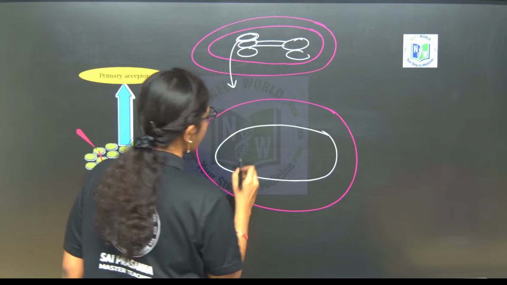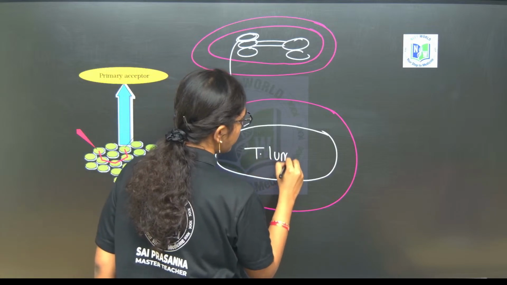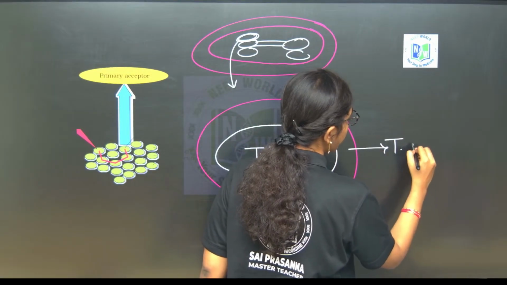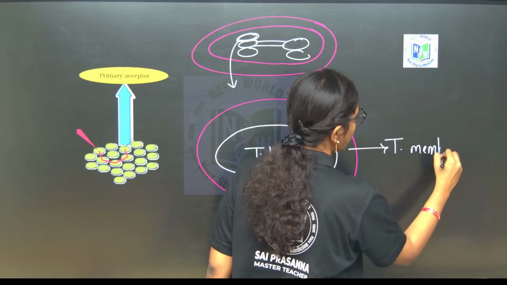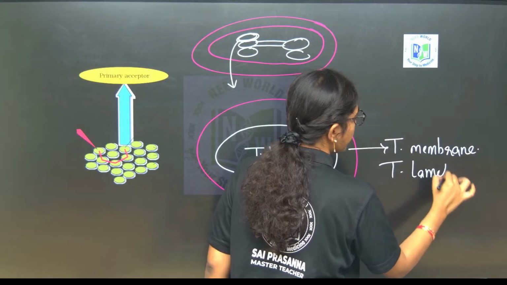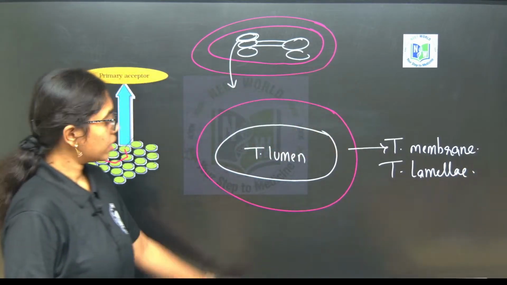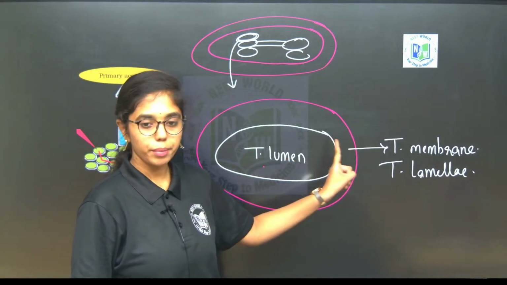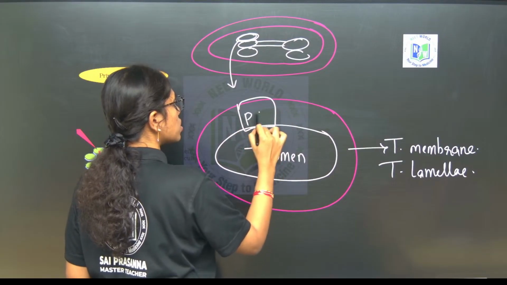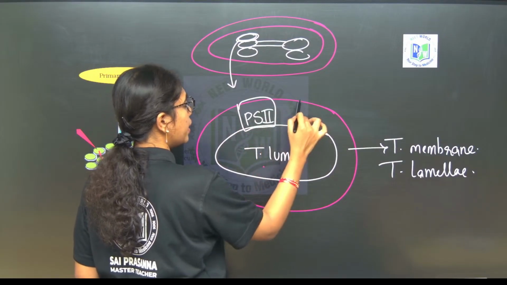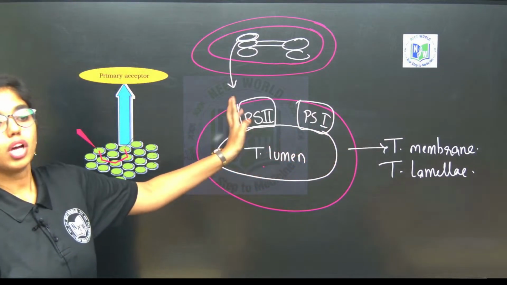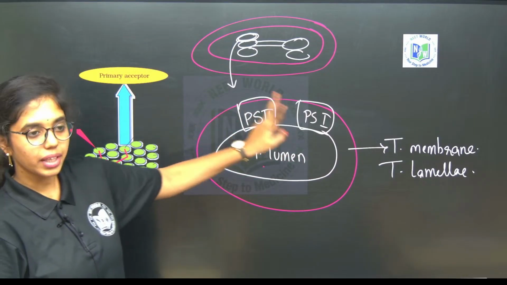Okay. This inside region is called the thylakoid lumen. This is called the thylakoid membrane or thylakoid lamellae. Fine. This is the thylakoid lumen and this is the thylakoid membrane or thylakoid lamellae. I told you, inside the thylakoid lamellae there are photosystems, PS2 and PS1. These are placed one after the other based on their discovery. First PS2 was discovered, then PS1.